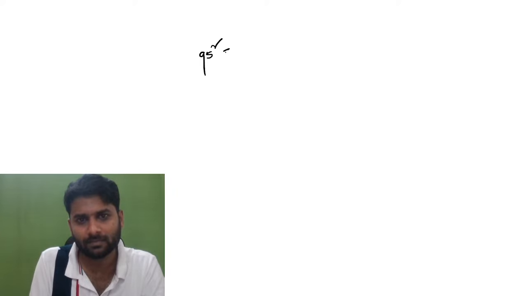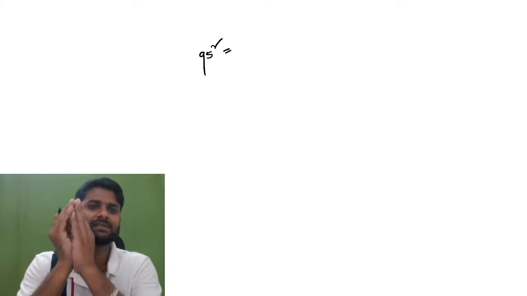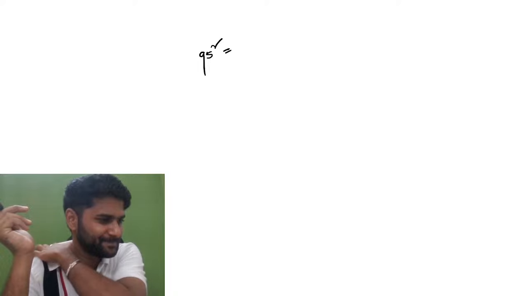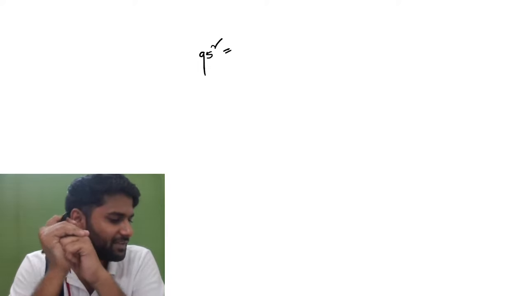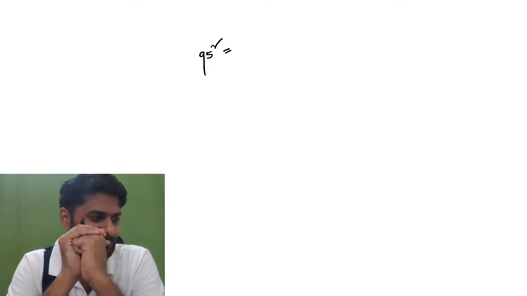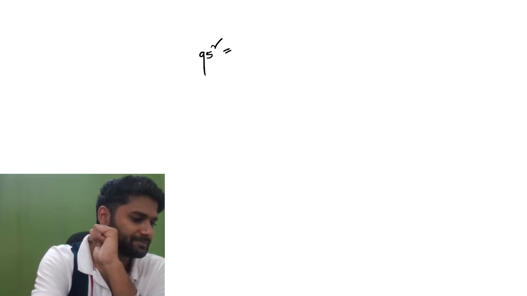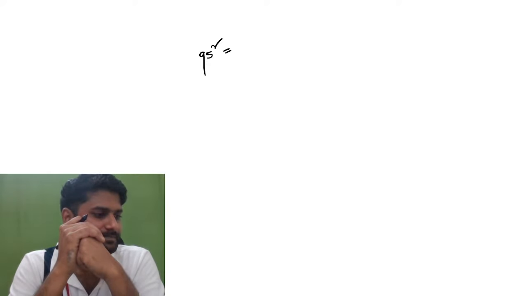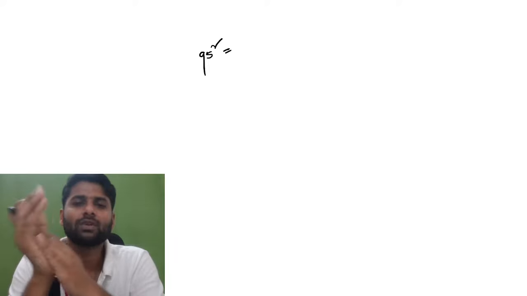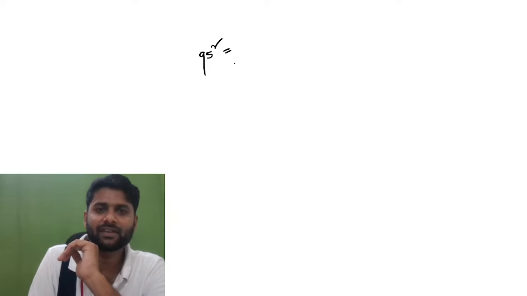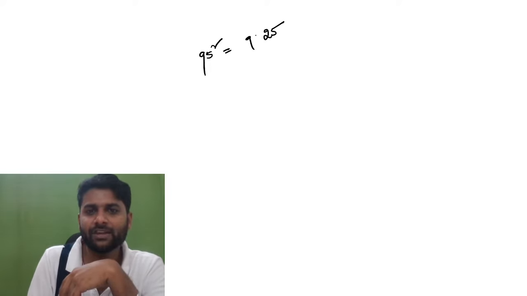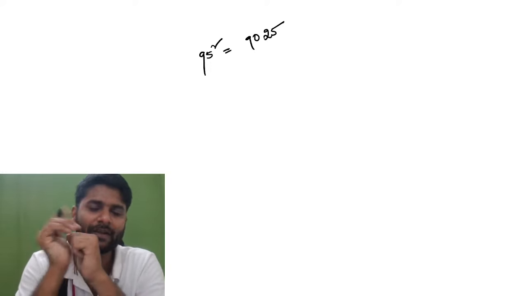Can anyone write your answer in the comment section? What is the 95 square value? 95 square is equal to how much? Yes, very good. 5 square gives last two digits 25, the next number after 9 is 10, 9 into 10 is 90, then the result becomes 9025.